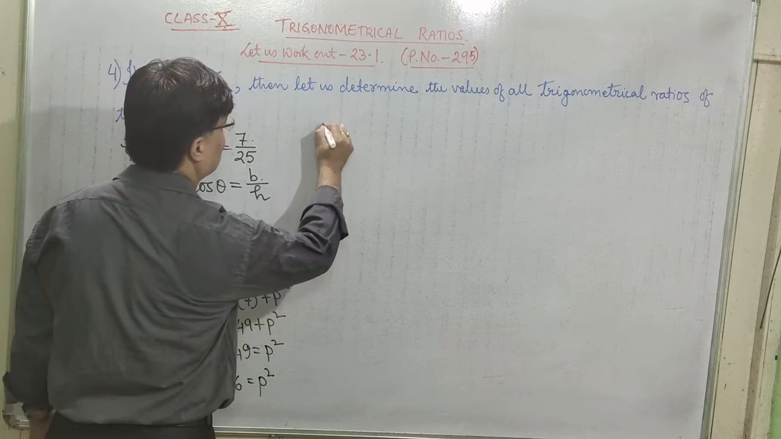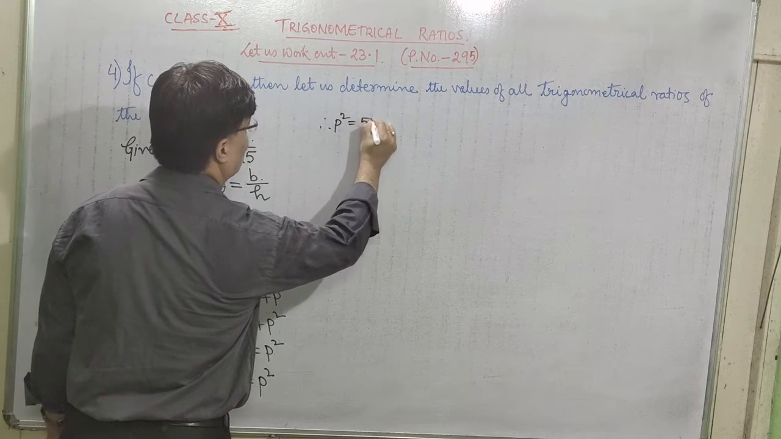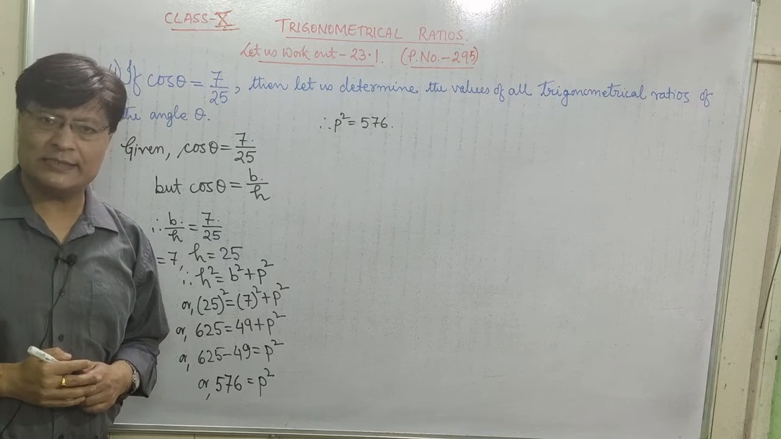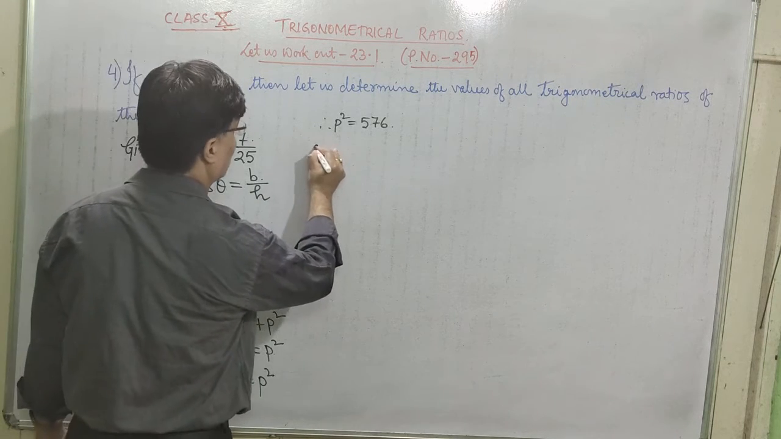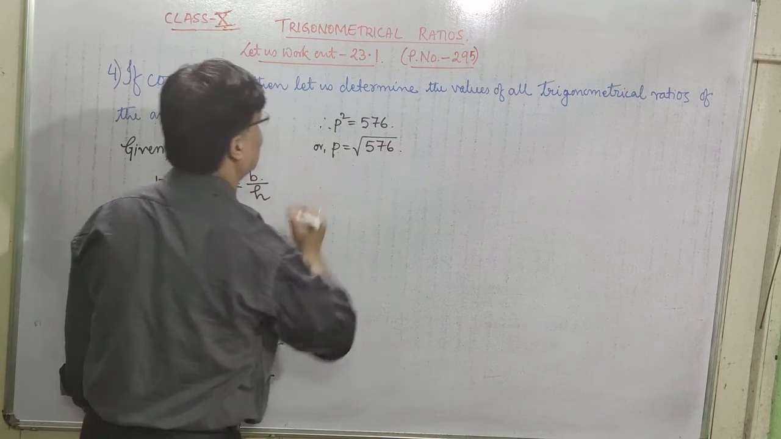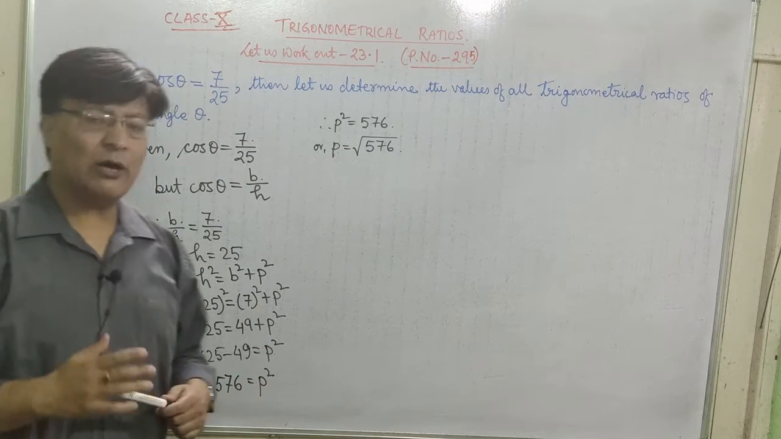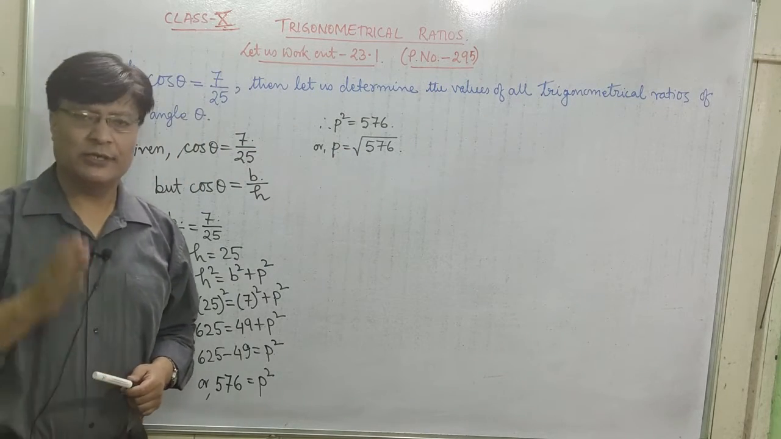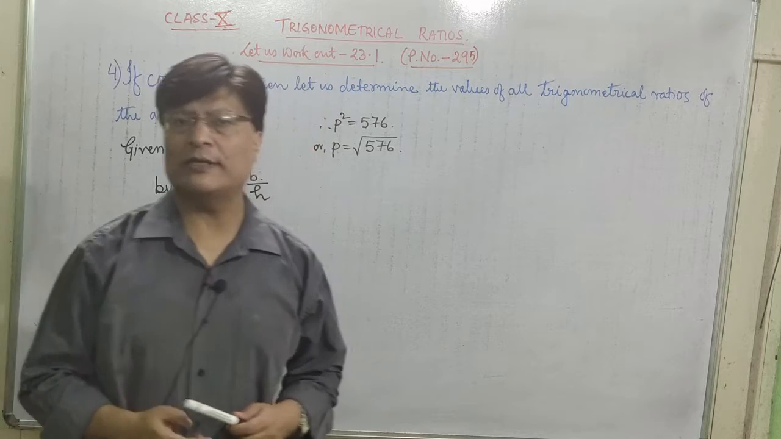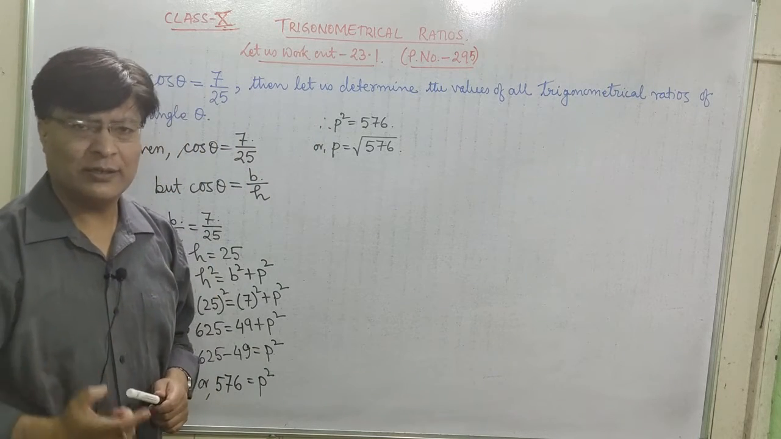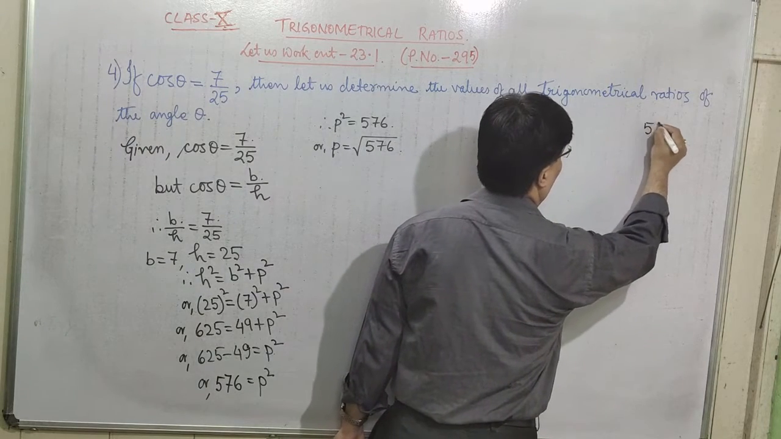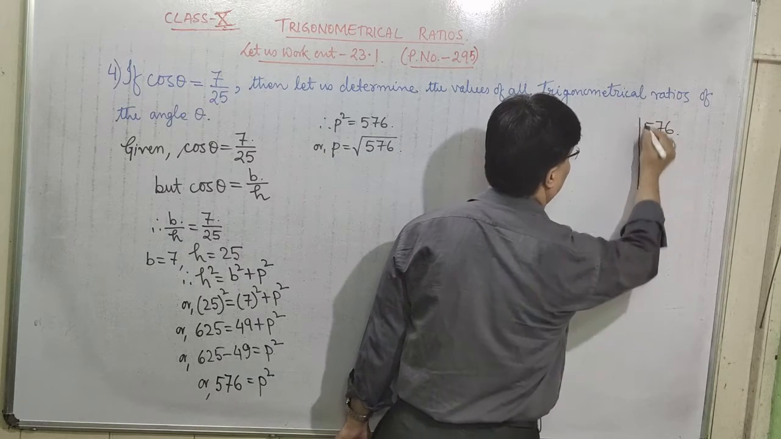Right? That means what is the value for p square? So p square is equal to 576. So what is p now? So p is equal to square root of 576. Okay, so now let us find out the square root of 576. So how can you get the square root of 576? So I think you have done this, how to find out the square root, in class 6 or 7. You might have done it. Okay, so let us find out the square root of 576.